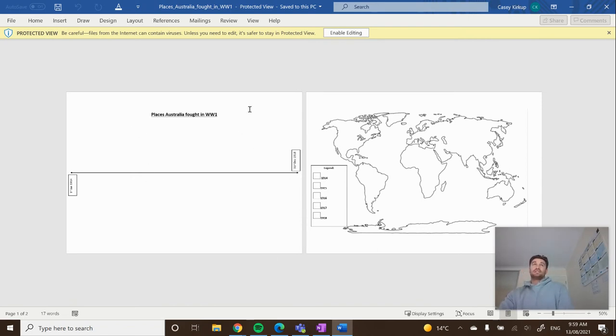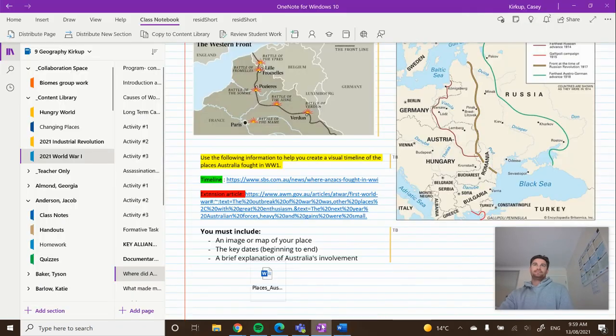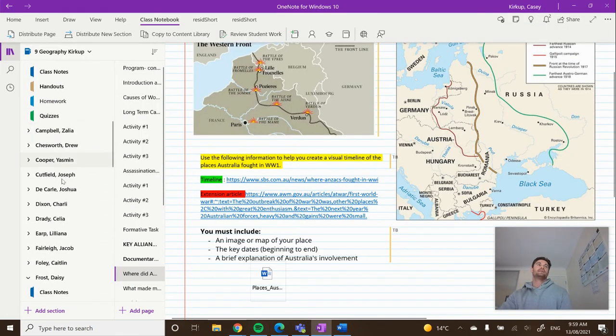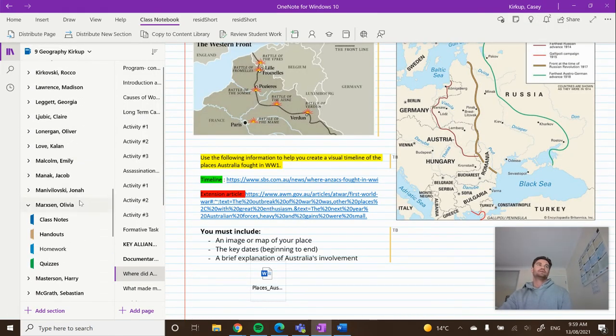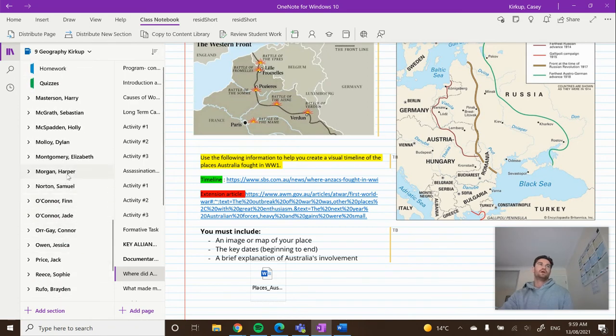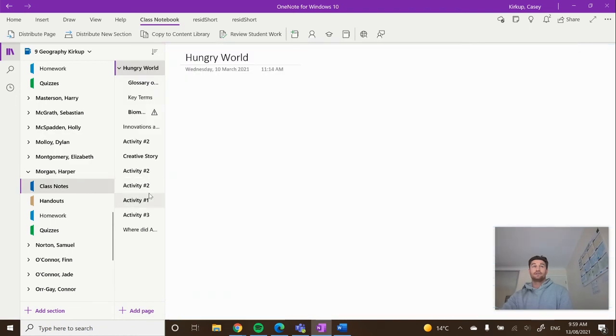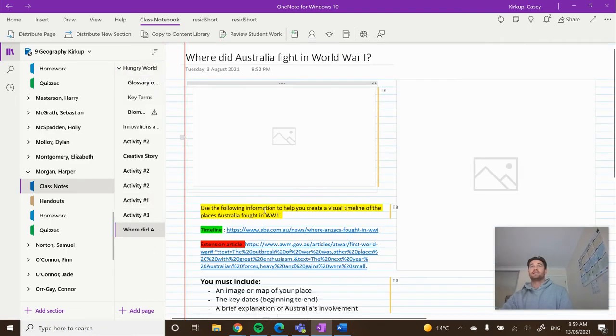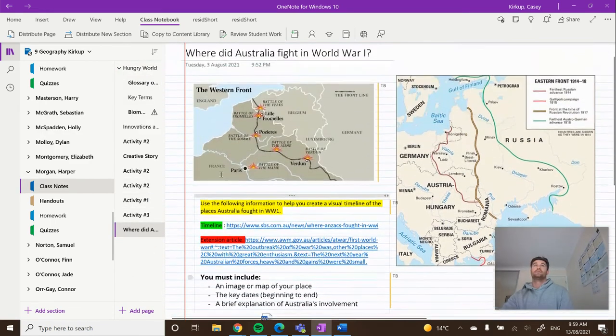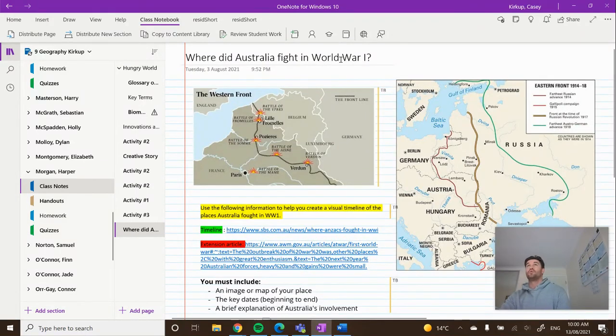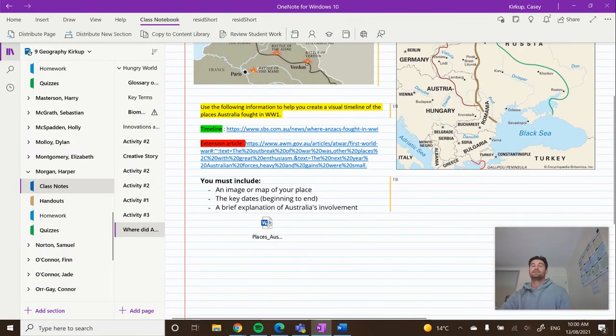You are going to save this and upload it in your name. What am I going to pick on today? For Harper. So Harper's going to go into her, I'll put them in class notes, and there's this activity down here that's called Where Did Australians Fight in World War I? And she will download that document there, and she will put in all of those dates on that timeline and then re-upload that document down the bottom here. Okay?